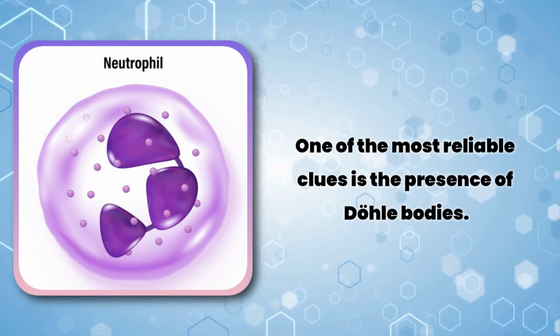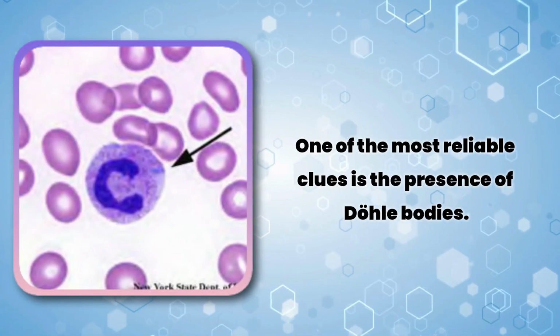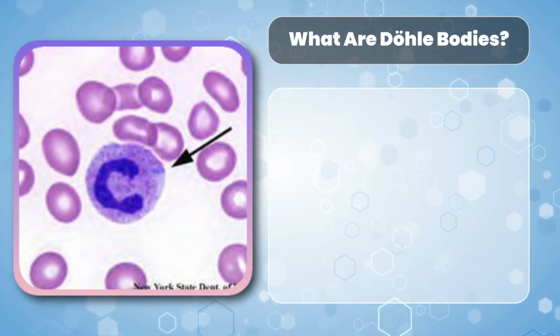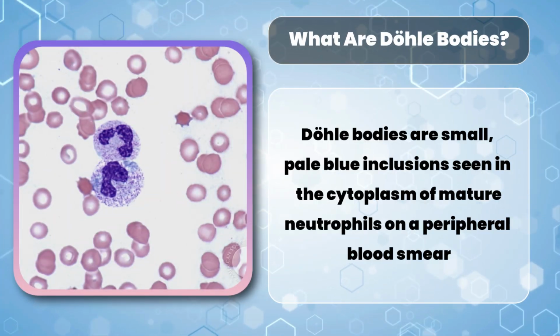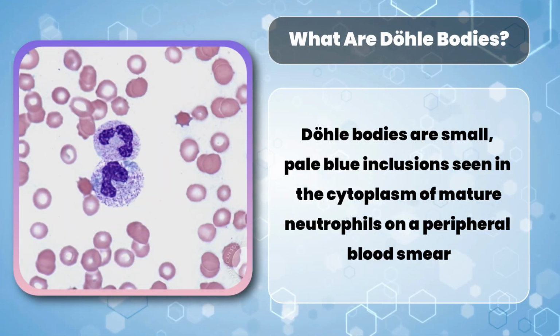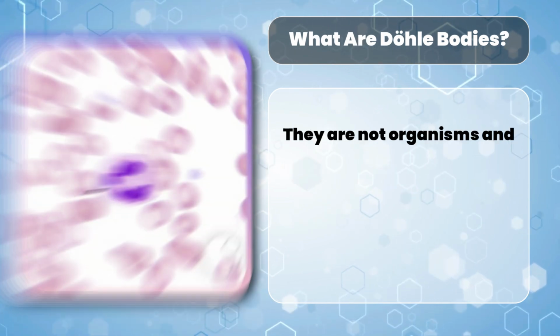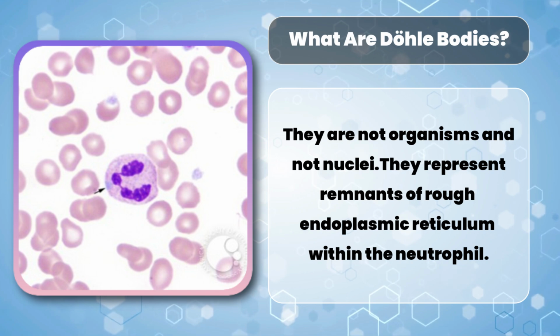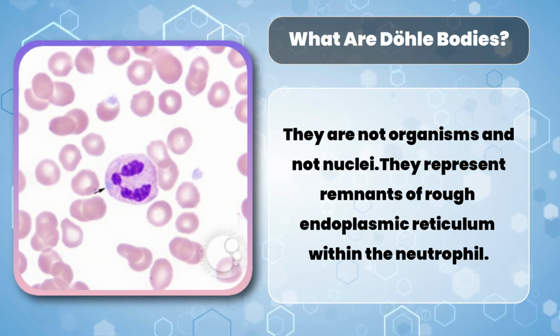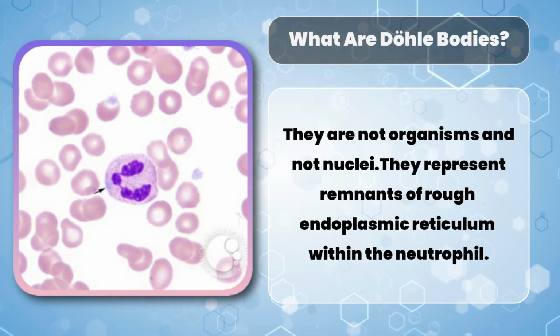When the body is under severe stress, especially during infections, neutrophils can show subtle but important cytoplasmic changes. One of the most reliable clues is the presence of Döhle bodies. What are Döhle bodies? Döhle bodies are small, pale blue inclusions seen in the cytoplasm of mature neutrophils on a peripheral blood smear. They are not organisms and not nuclei. They represent remnants of rough endoplasmic reticulum within the neutrophil.